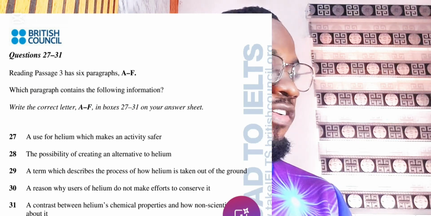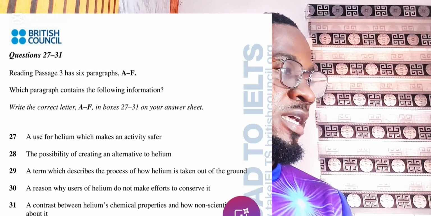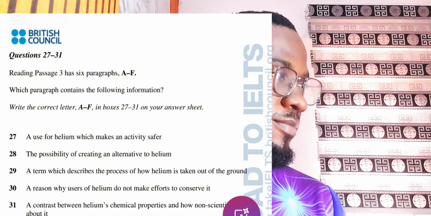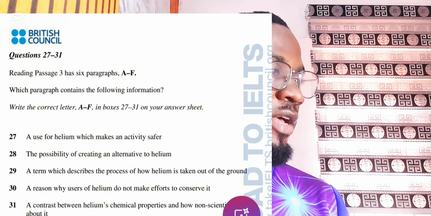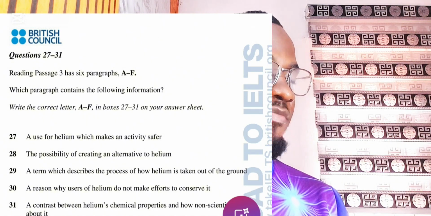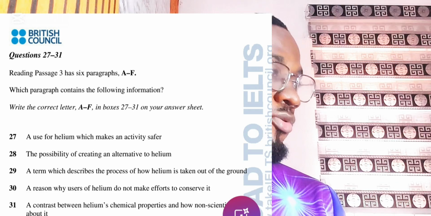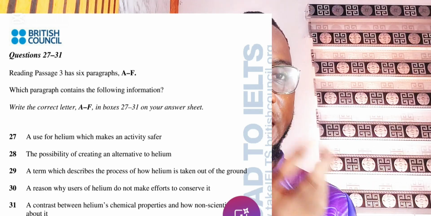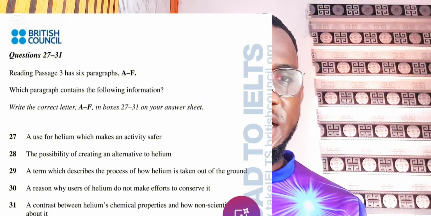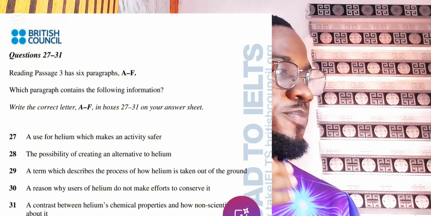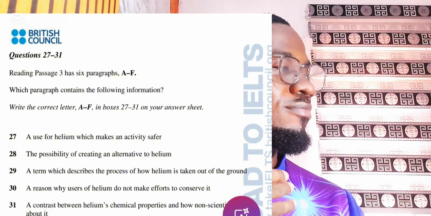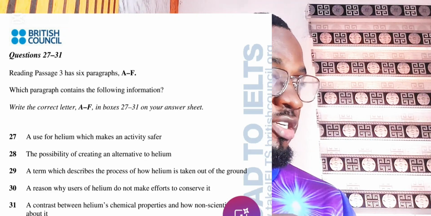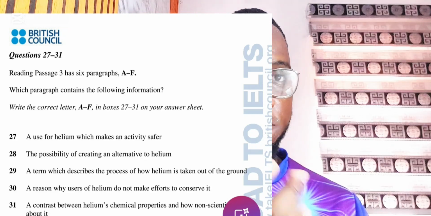Number 28 gives us the possibility of creating an alternative, keyword alternative to helium, right? And yes, we have the possibility of creating an alternative. So it means that in that paragraph you will find information that sounds like, oh, there is a chance that another kind of tool, another kind of chemical composition could pass for helium.